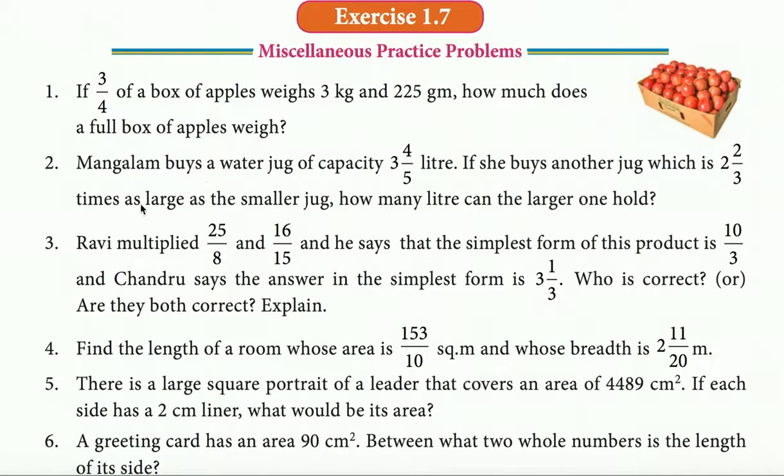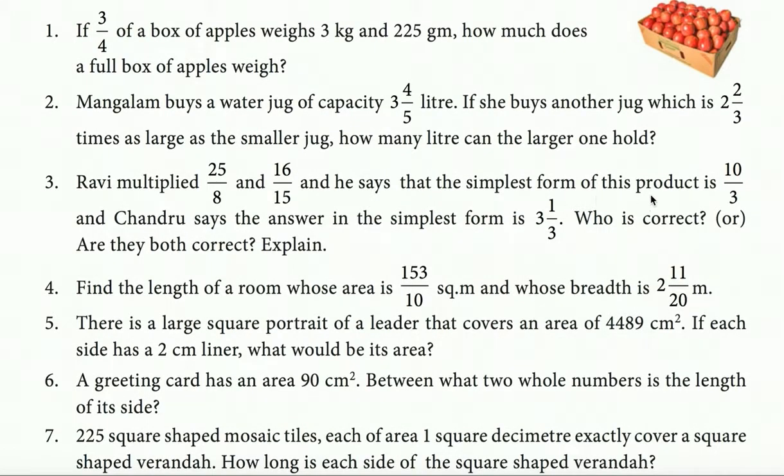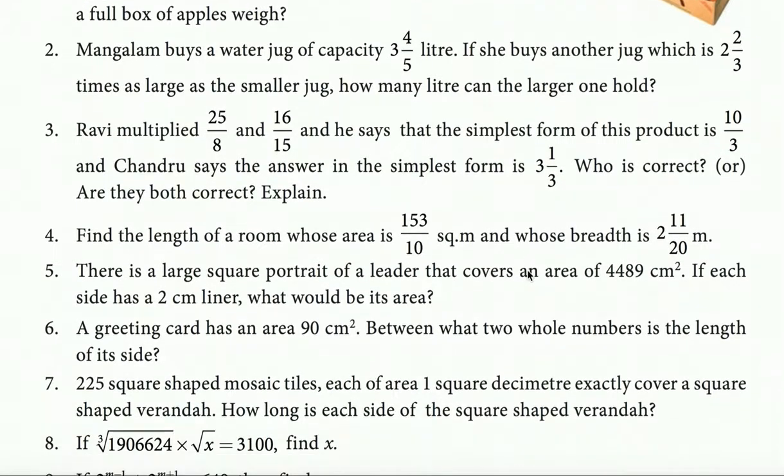That is the answer. Ravi multiplies this and he says that the simplest form of this product is 10 by 3. 5 3s are 15, 5 5s are 25. Okay, 8 2s are 16, 10 by 3, correct. And Chandru says the answer in the simplest form is 3 and 1 by 3. Who is correct? They are both correct, but this is called the simplest form, 10 by 3.